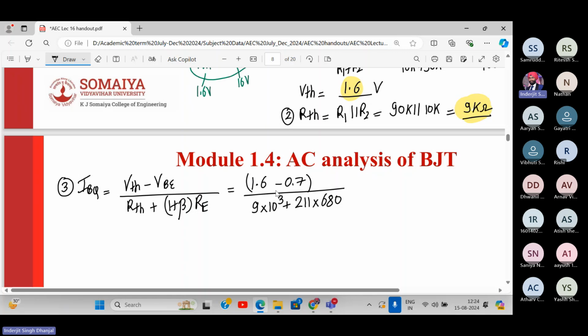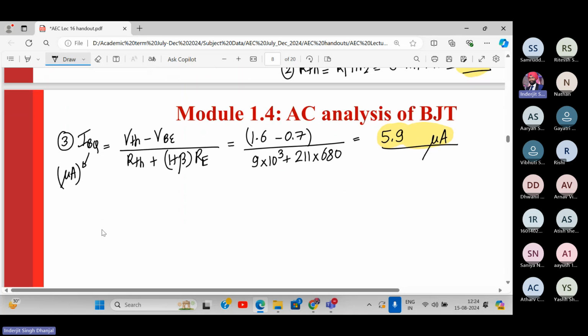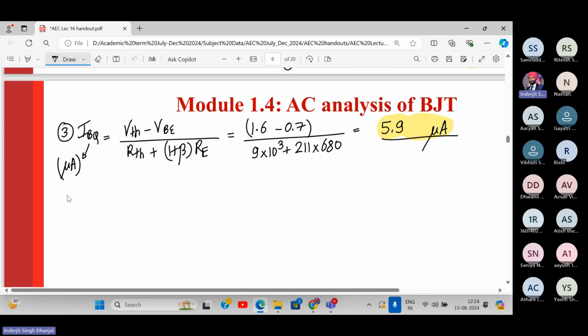Now, give me the answer in microamperes. You might get the answer as 10 raised to minus 5. Convert it into 10 raised to minus 6 and give me the answer. So it's 5.9. Correct. It's 5.9 microamperes. IB is always in microamperes, right? If you're getting it in milli, that is wrong, so you need to check the step. So these are the self-correcting things which you have to do.